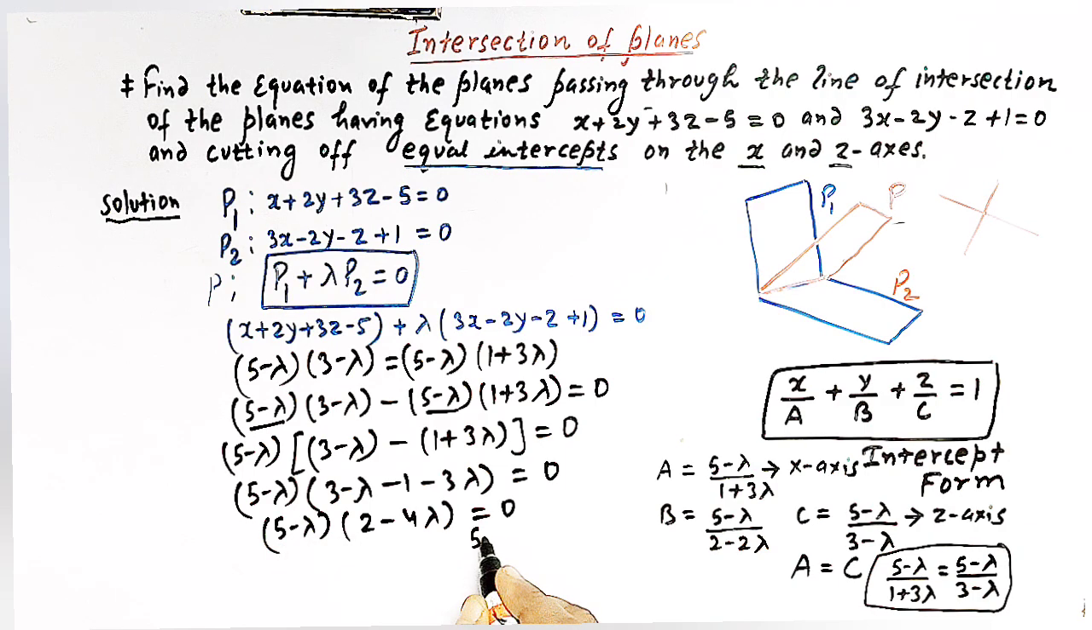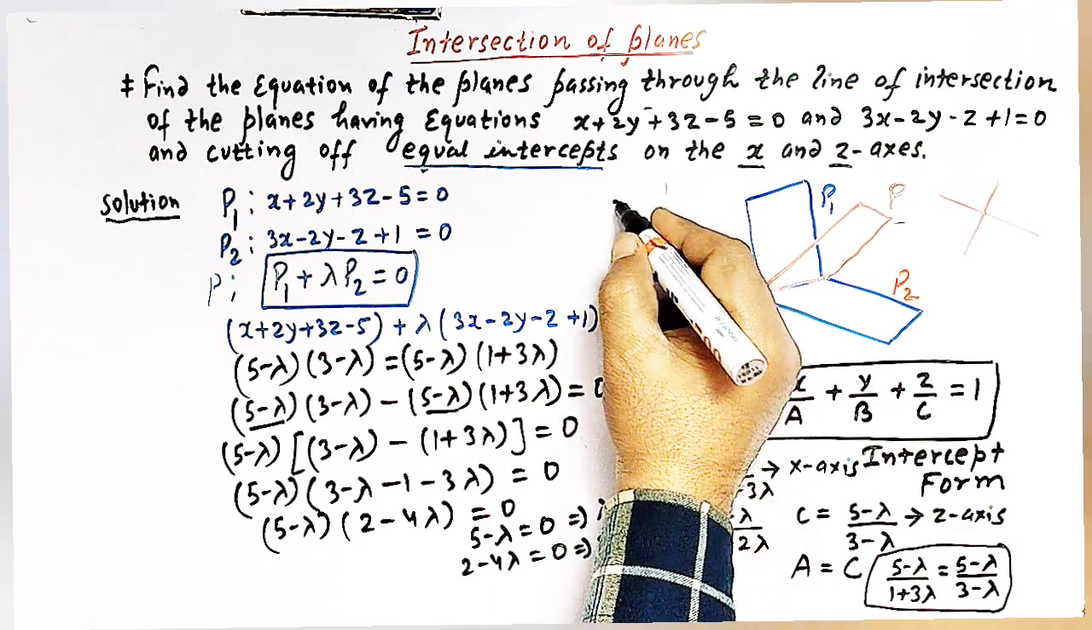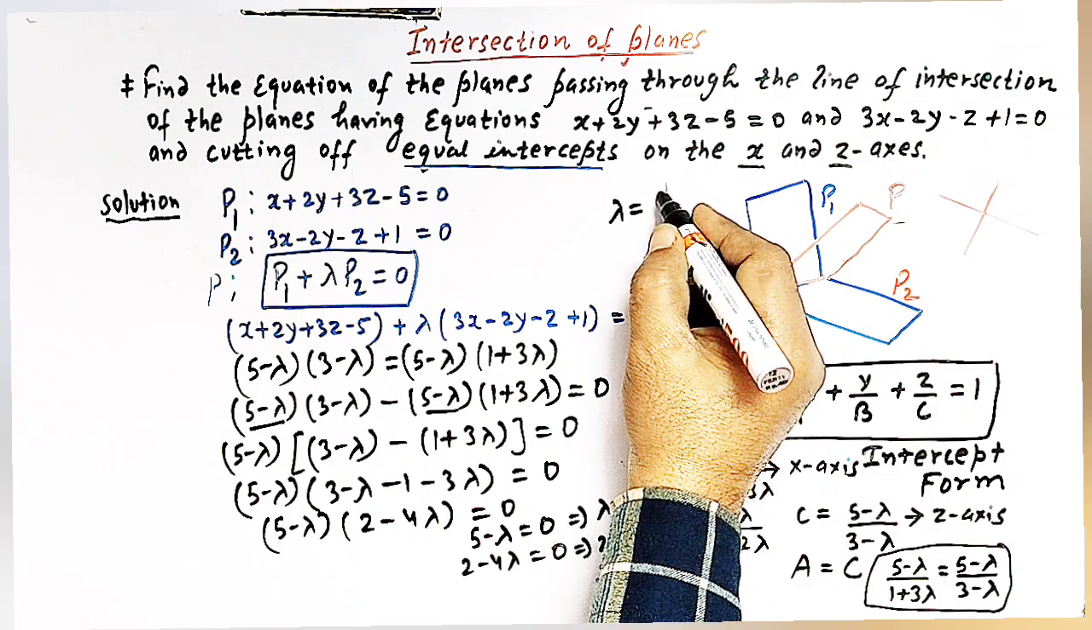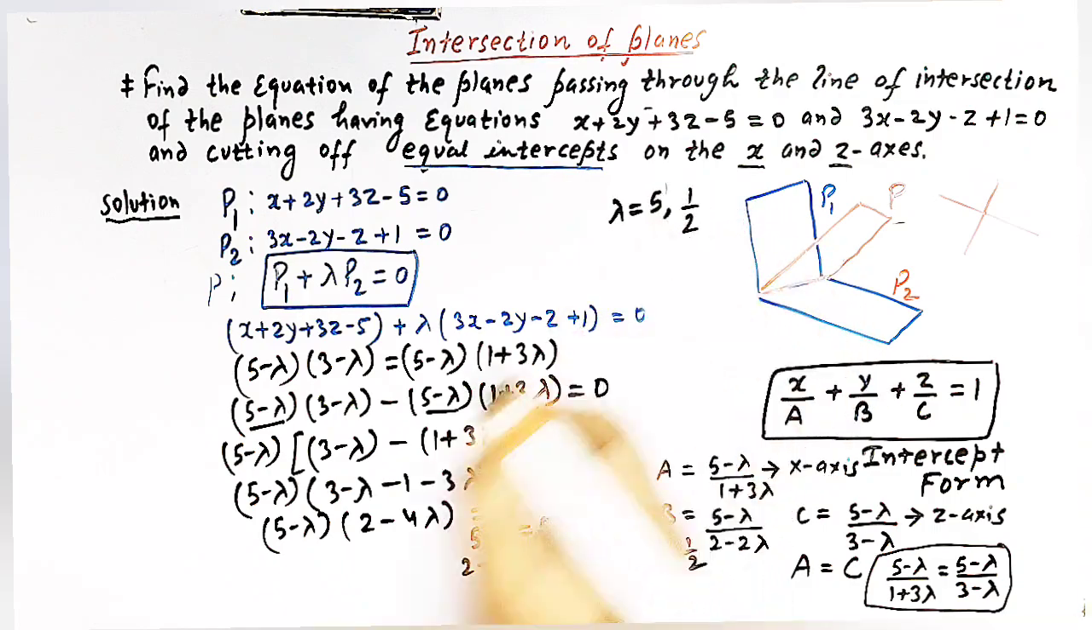So we can have 5 minus lambda is equal to 0, and from here we have 2 minus 4 lambda is equal to 0. So from here we have lambda is equal to 5, and from here we have 2 is equal to 4 lambda, and lambda is equal to 2 over 4, that is half, right? So we have obtained two values of lambda, that is 5 and 1 over 2.